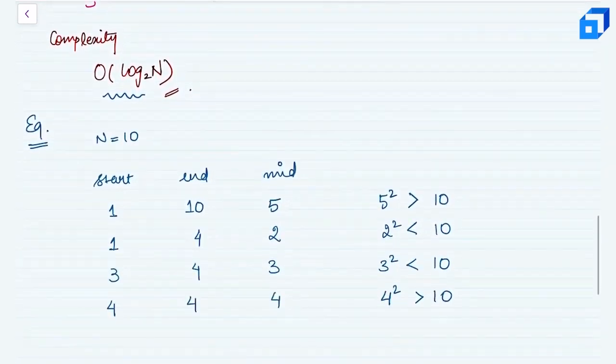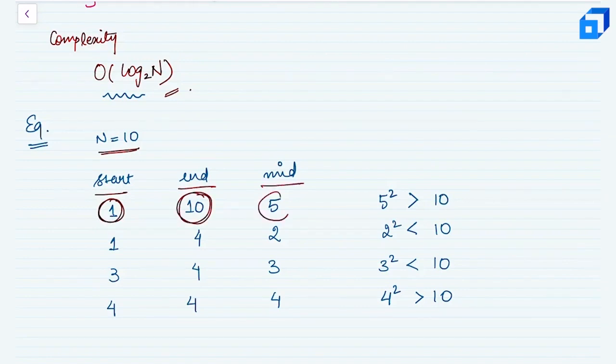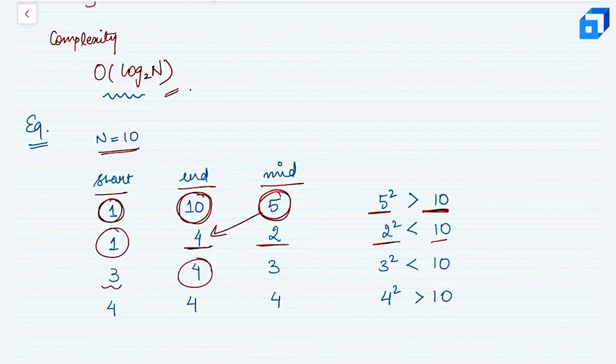Let's see this with the help of an example. So here our n is equal to 10. The start is going to be 1 initially and end is going to be 10. Mid is 5. So 5 square is greater than 10, right? Therefore, we should move to our left. So end will become mid minus 1 and start will remain same. So mid is equal to 2. Now 4 is less than 10, so we will move to our right. And start will become mid plus 1, which is 3, and end will remain same. Now mid is 3.